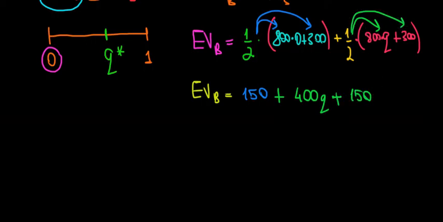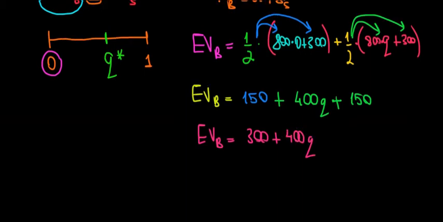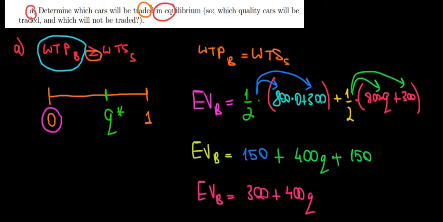Now if we solve this entire math to write it as a simple expression, the expected value that the buyer is willing to pay is going to be 150 plus 150, that's 300 plus 400 times the quality. Now, we said that this must be at least the same as the willingness to sell of the seller. So we'll make it greater than or equal to the willingness to sell of the seller.